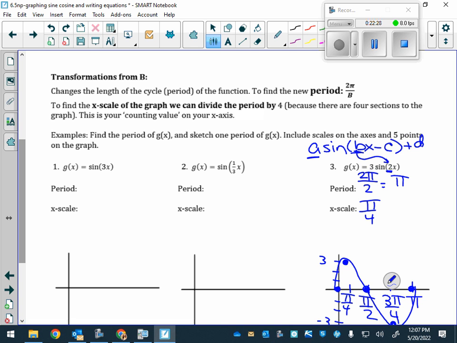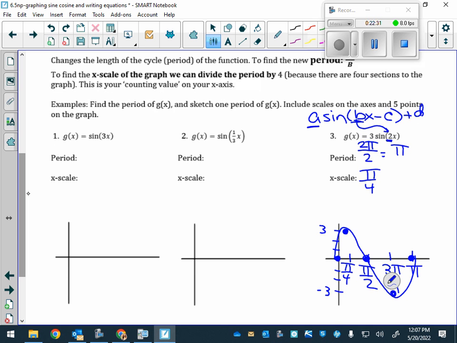All right, so looking at number 2, we have 2 pi. Our B value is 1/3. What is our new period here? Yeah, it would be 6 pi. We multiply top and bottom by 3 to get 6 pi. So we know we are ending at 6 pi units.